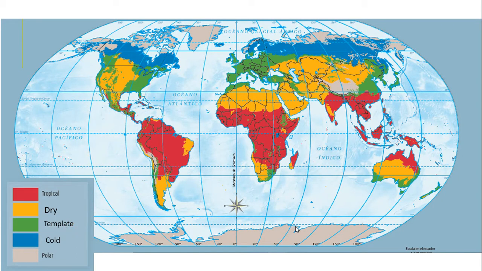Now it's your turn and identify the climate in North Africa, South Africa, Northern Europe, Southern Europe, Northern Asia, Southern Asia, Northern Oceania, and Southern Oceania.